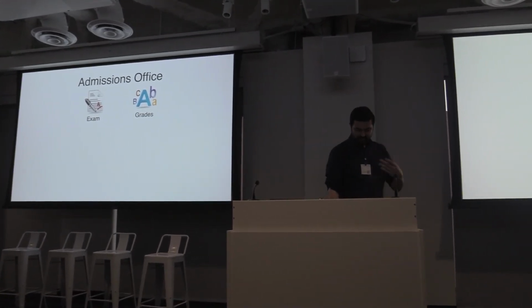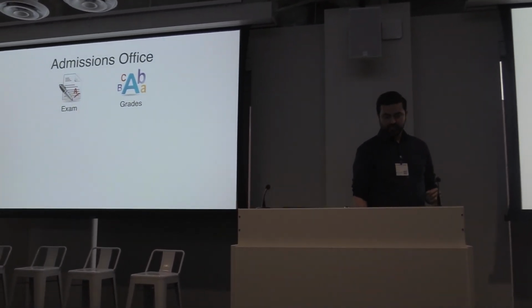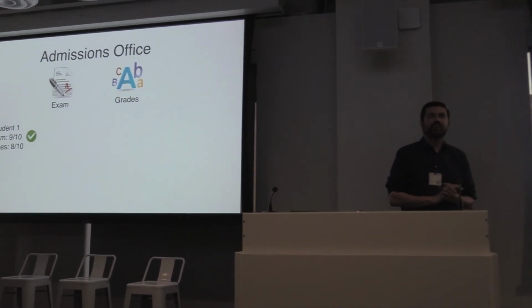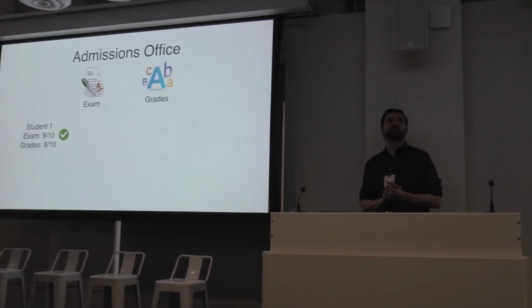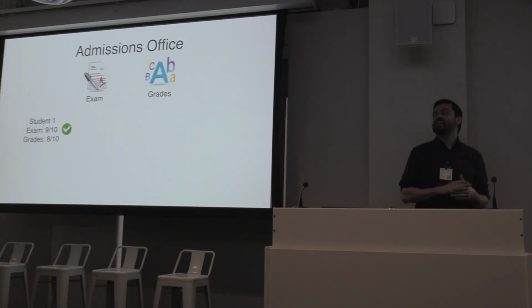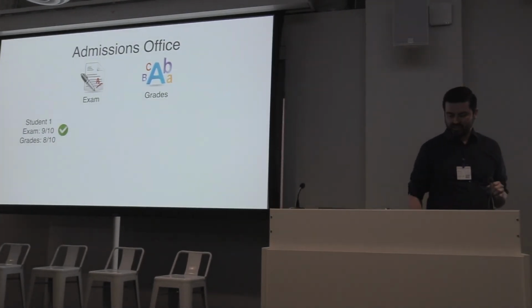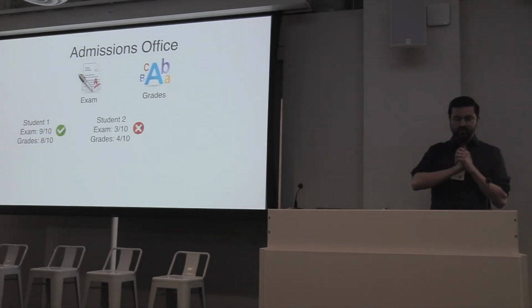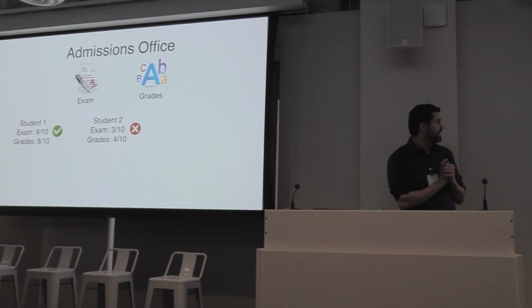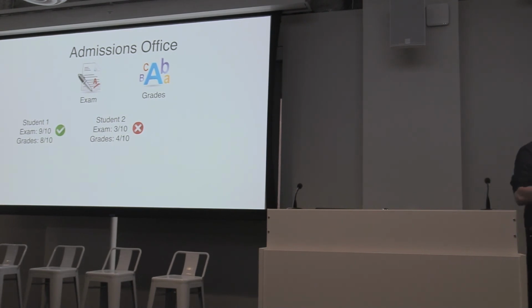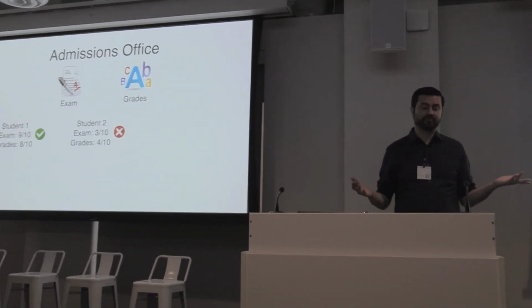So the rule is going to be as follows. We're going to first look at some data. We have student 1. Student 1 got, let me normalize the scores to 10, so 9 out of 10 in the exam, and 8 out of 10 in the grades. Okay, and that student passed. We accepted them. Then we have another student, 2, which on the exam got 3, and in the grades got 4, and that student got rejected.